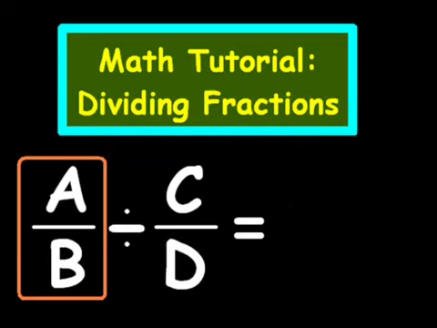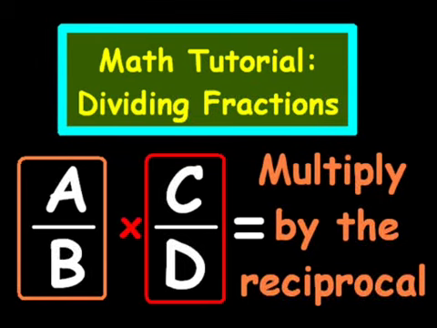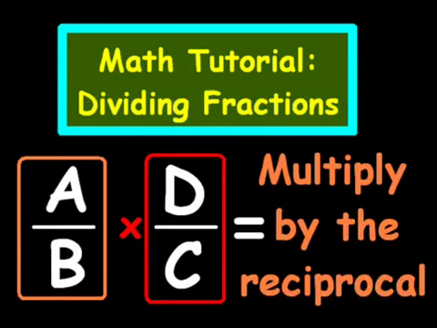Now, what you want to do is take the A/B, and multiply that fraction by the reciprocal. So I'm going to rewrite this here. I'm going to multiply that by C/D. Now we need to have the reciprocal, and I've got it highlighted in yellow here. So what we're going to do is flip the C and the D around, so it becomes fraction A/B times fraction D/C.